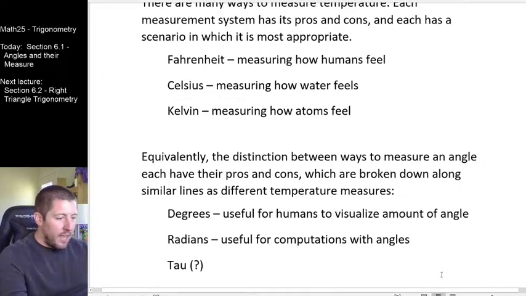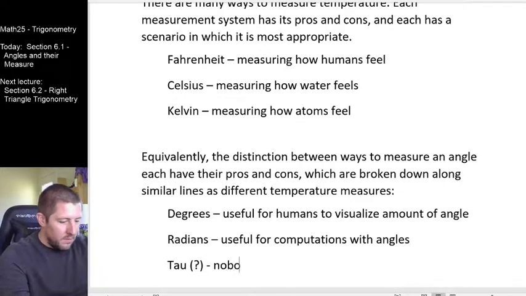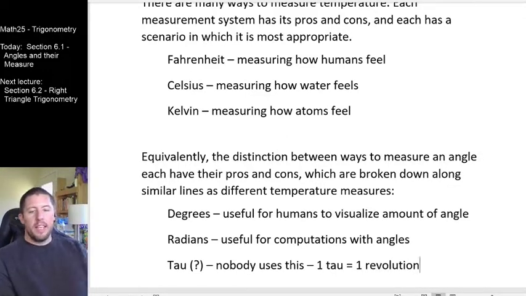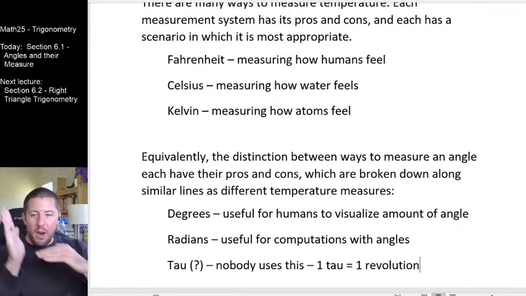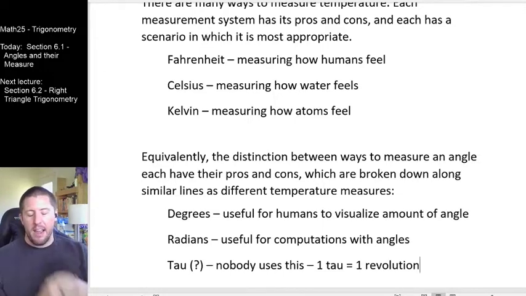Tau, I'm just going to say nobody uses this. And I will say 1 tau equals 1 revolution, right? So this is a reasonable concept to say, well, if it's just 1 lap around the circle, why don't we just call that 1 and give a unit of measurement to it to call it 1 tau? 2 tau is 2 laps around a circle, stuff like that. A quarter of a tau would be like our 90-degree angle.